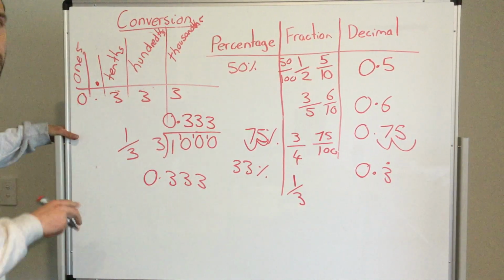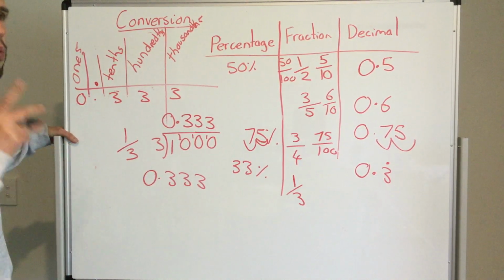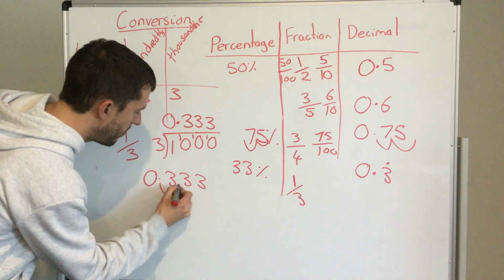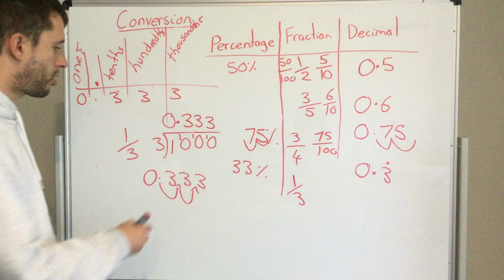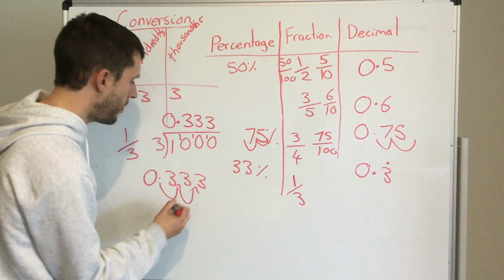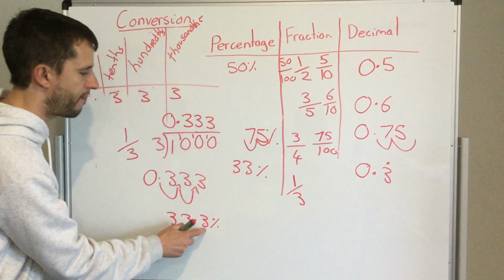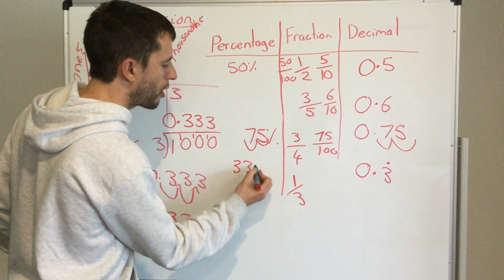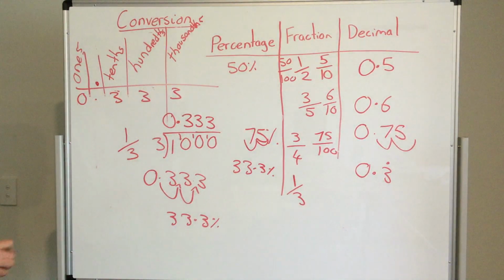We are multiplying by 100 because it's 100 times bigger. Percentage is out of 100. So because I'm multiplying by 100, I'm going 1, 2. So that means the decimal place is moved here and it becomes 33.3%. I've got that 0.3. So if I want to be accurate, I need to make sure I've got that 0.3 there.